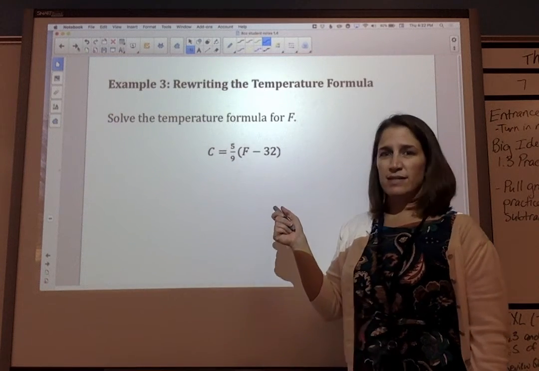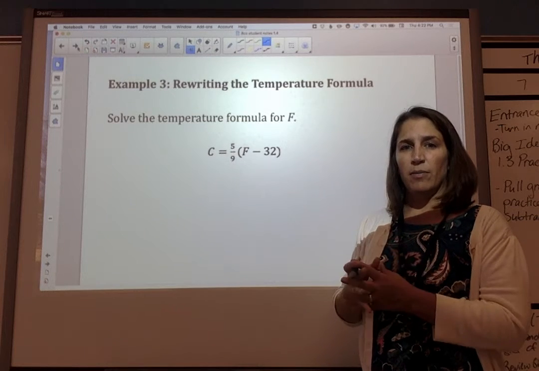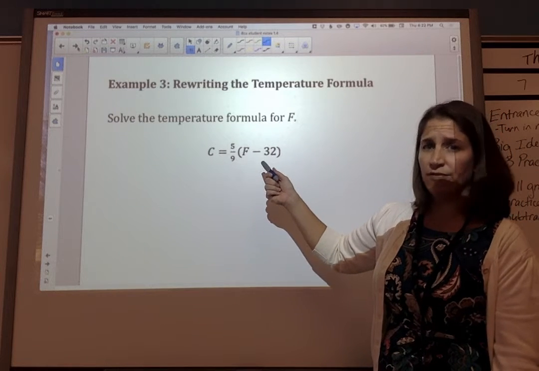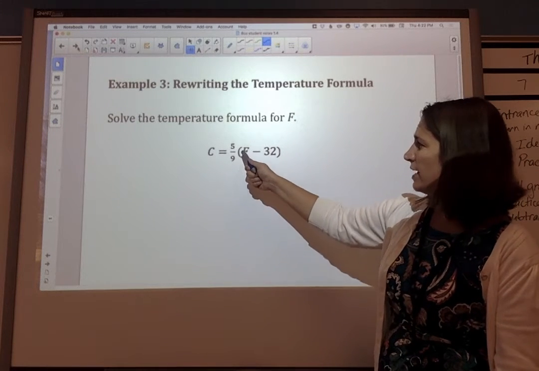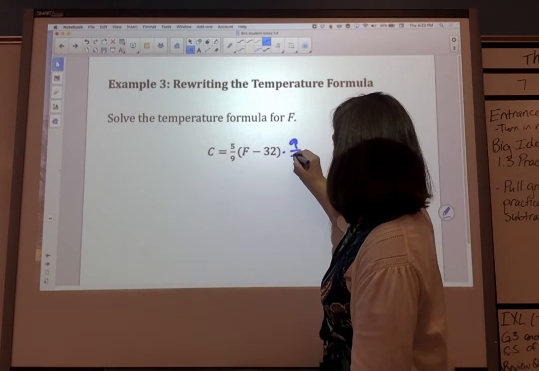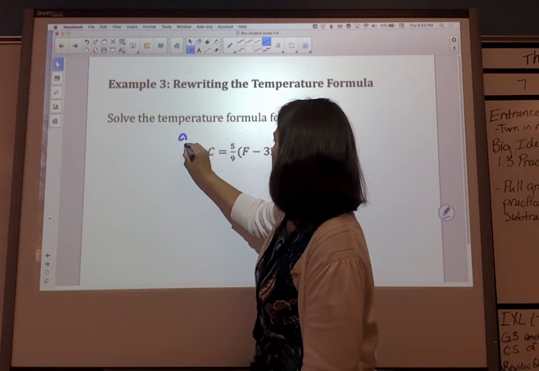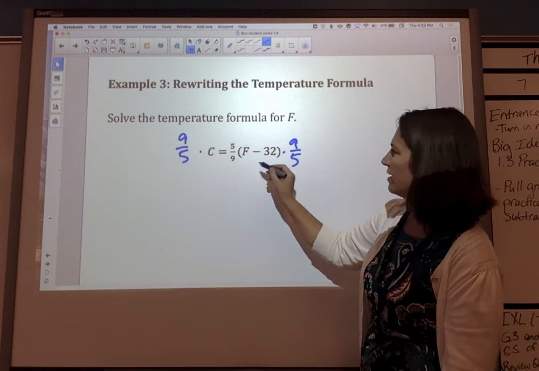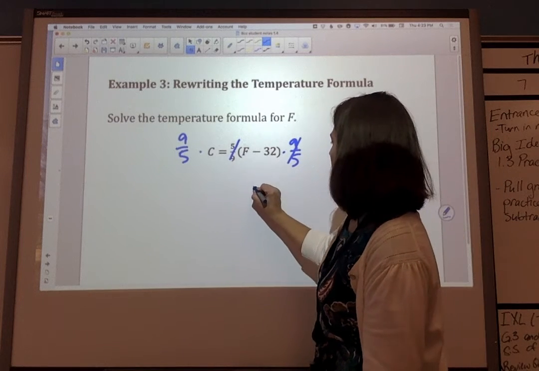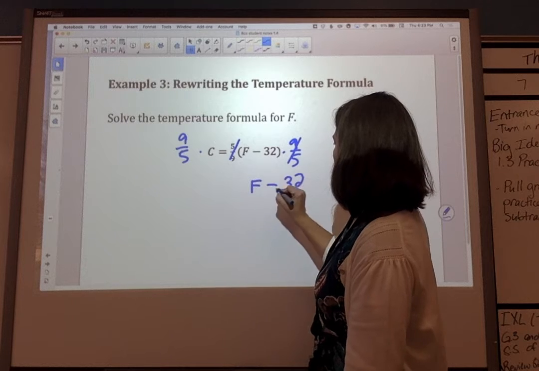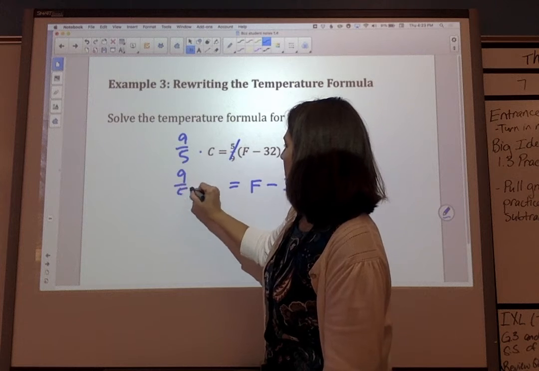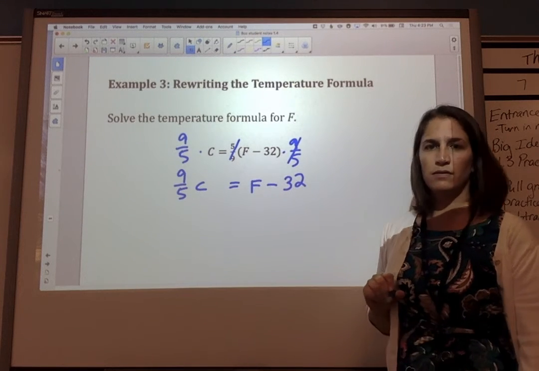We can rewrite this so that it's easier to convert the other direction. So we're going to solve this formula for F. We're going to isolate the F. So in this case, the first thing we want to do is multiply by 9 over 5. We know that 5/9 times 9/5 is 1. So that leaves us with F minus 32 on the right and 9/5 C on the left.